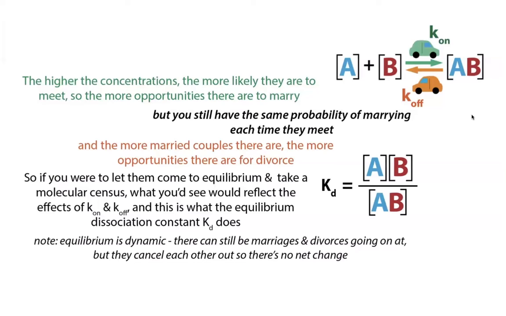But that also means that you're going to end up having more married couples, which means there are more opportunities for divorce, because you remember, you have that intrinsic probability of divorcing. And so this means that at the higher concentration, you get more marriages, but then you also get more divorces. And so that's why you reach this kind of equilibrium.